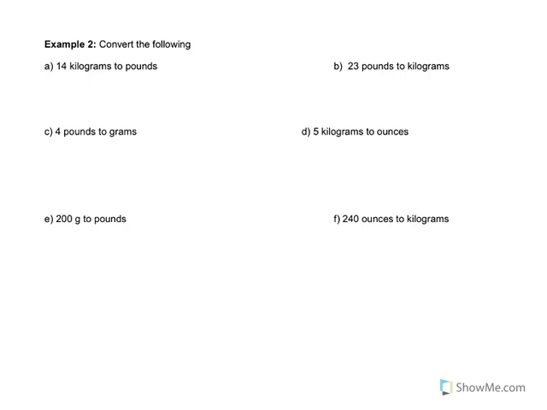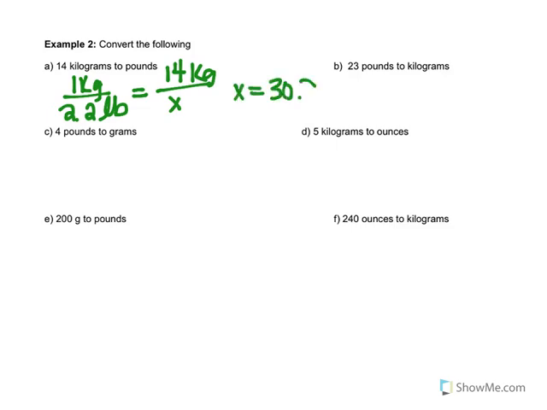We're going to convert all of the following. So we're going to go 14 kilograms to pounds. So we know 1 kilogram is 2.2 pounds. I'm going to put the 14 on the top because it is kilograms. I'm going to put X on the bottom. Cross multiply and divide. You should be getting that X is equal to 30.8 pounds. I'm running out of room.